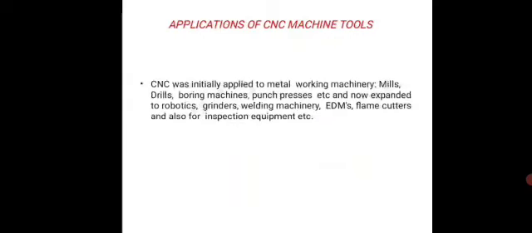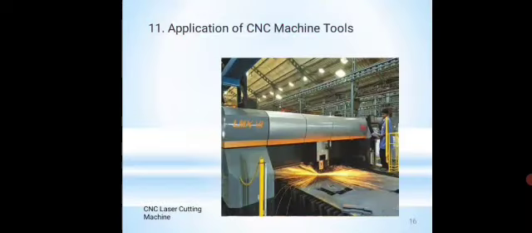Applications of CNC machines. The CNC was initially applied to metal working machinery, only to metal cutting machinery. After that, it was used in many applications: mills, drills, boring machines, punch presses, etc. Now it has expanded to robotics, grinders, welding machinery, EDM, flame cutters, and also inspection equipment, etc. These are the applications of CNC machines.